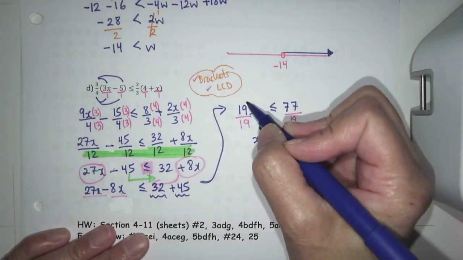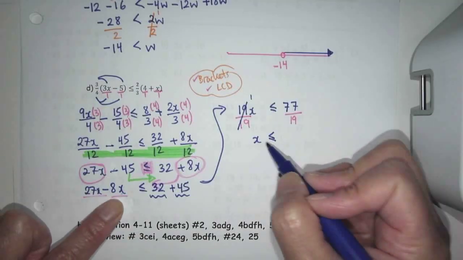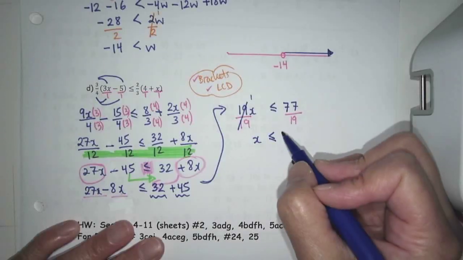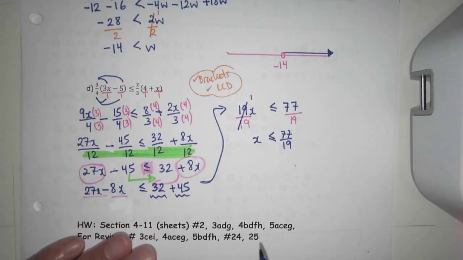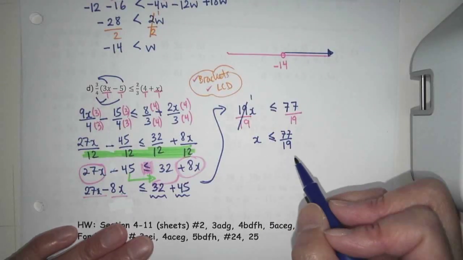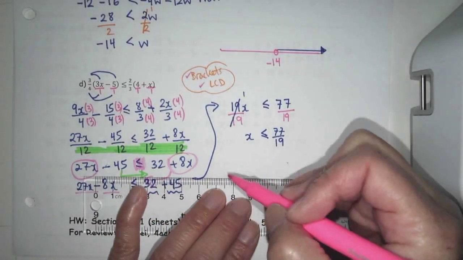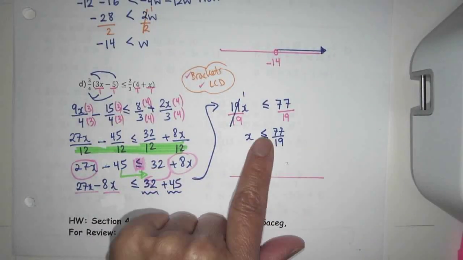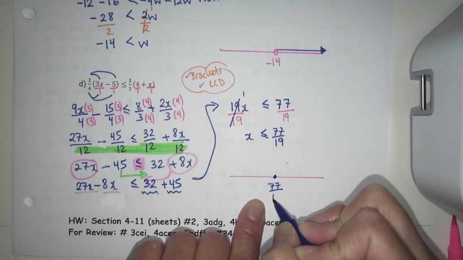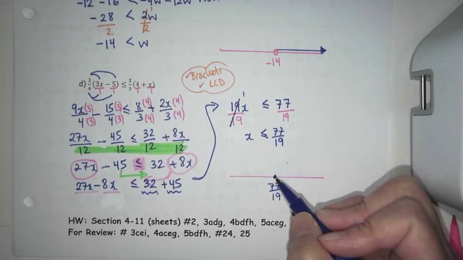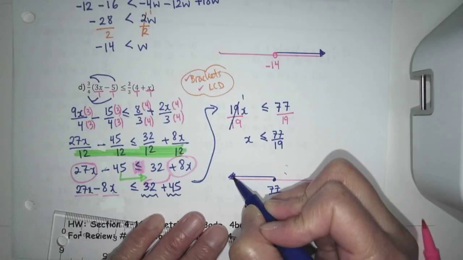So if I divide both sides by 19, this becomes a 1. And then here, I didn't divide by a negative. Okay, so I leave it that way. So it's just less than or equal to 77 over 19. That does not divide in nicely, so we're just going to leave it like that. And I like fractions, right? We heart fractions, and we are just going to answer it this way. So if it's less than or equal, solid dot on 77 over 19. Less than or equal means to the left, less than, and we do this.